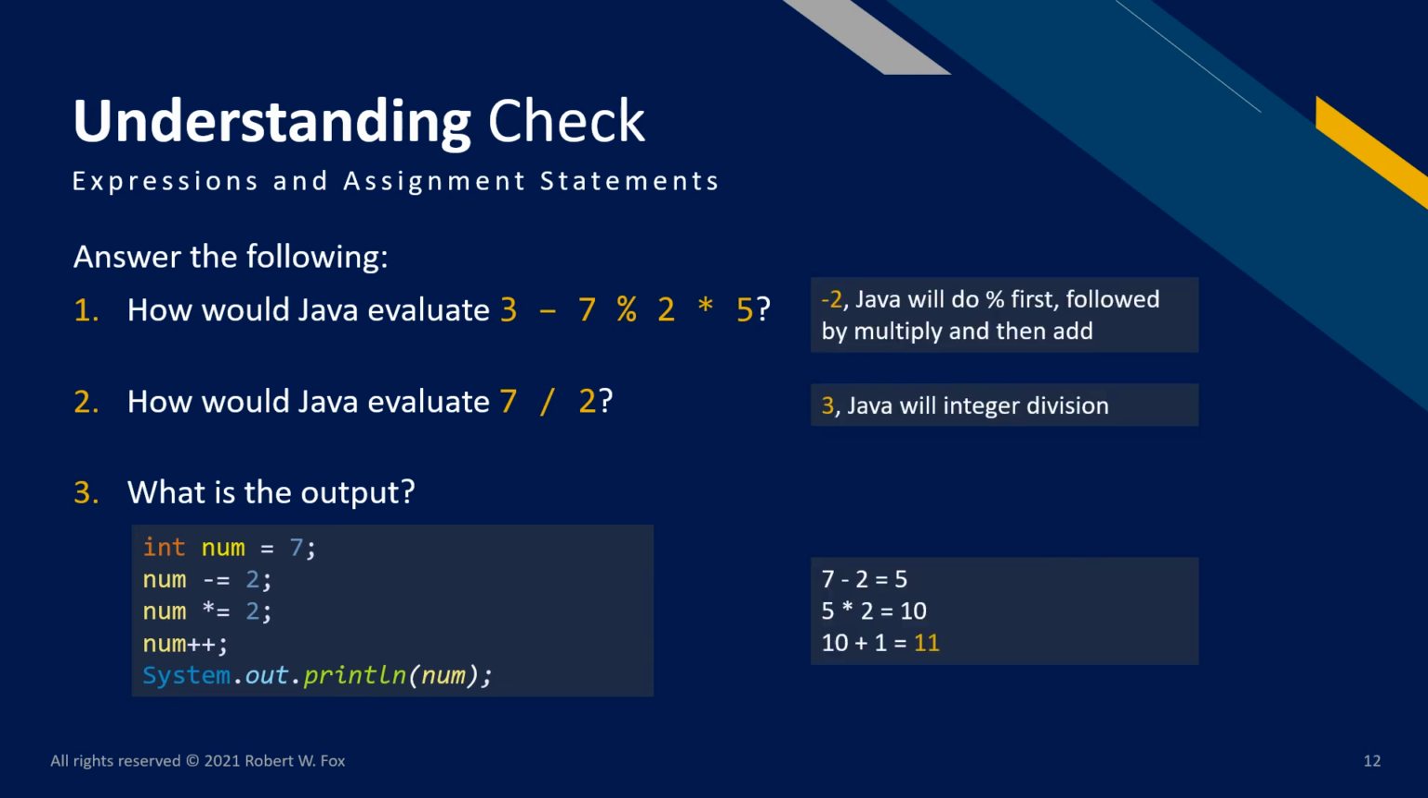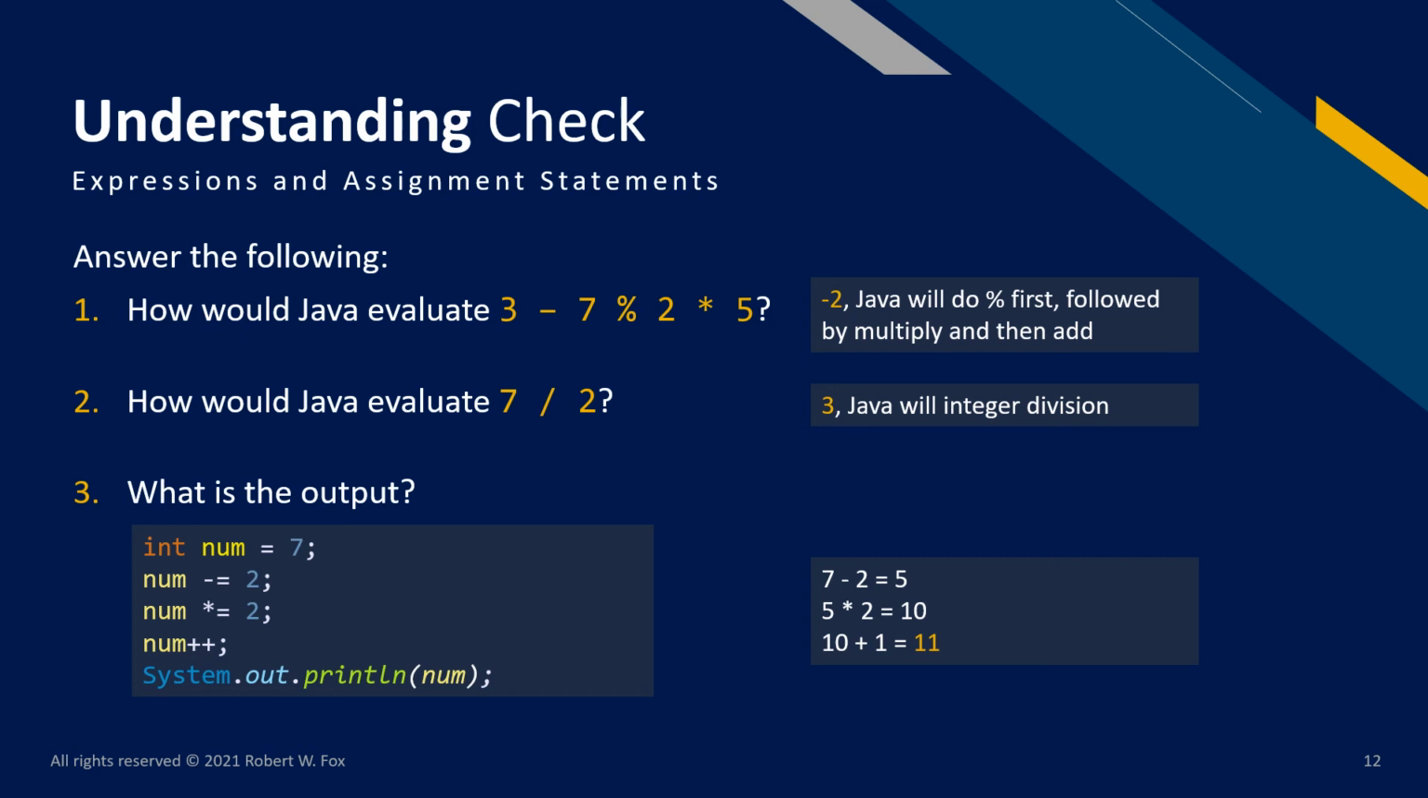For problem number 1, we have 3 operators. We have a minus, we have a mod, which is a type of division, and we have a multiply. Now, Java is going to evaluate multiplies and divides before subtraction, and since we have both a divide and multiply, it will do it left to right. So it will apply the mod, and 7 mod 2 is 1, because 2 goes into 7 3 times with 1 left over. 1 times 5 is 5, and then 3 minus 5 is negative 2.